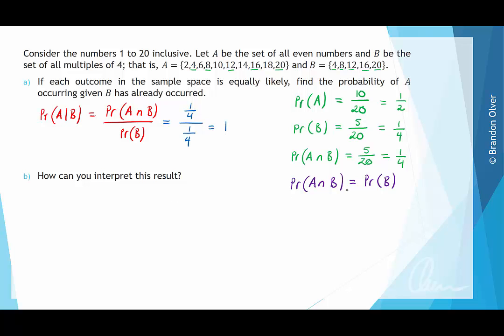Now we're going to get back to interpreting what we found before. In the purple, we said the probability of A intersecting B was equal to the probability of B. We know that B must be a subset of or equal to A, that is, all elements in B are contained in A. If we think about that, that makes sense, because all multiples of 4 are even, so therefore all elements of B must be contained in A.